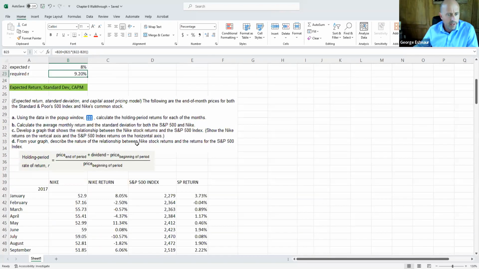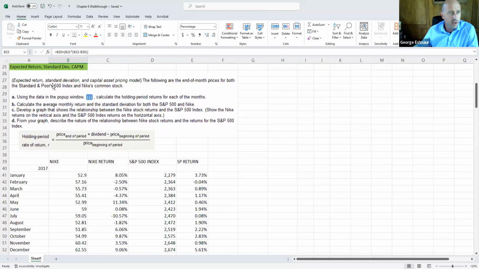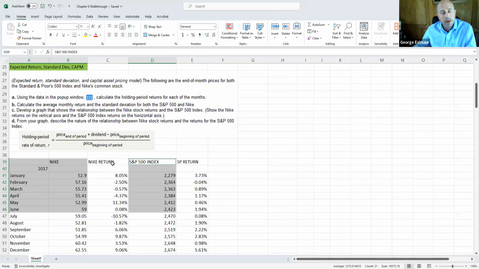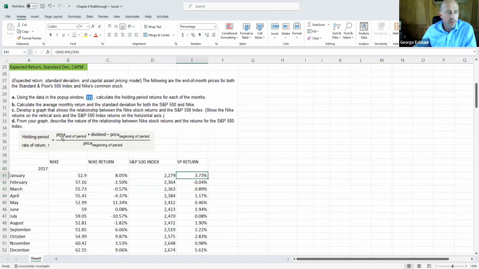Now, in terms of this one here, we're looking at expected return and standard deviation and the capital asset pricing model. So in the pop-up window, it provided this information here, all of the Nike and S&P index. I inserted this row to make my life easier with doing the return. So I'll show you what we're doing here. We're looking at the holding period return. So I built this row in and this row in. So the holding period return is the price at the end of the period, plus any dividends, which we don't have, minus the price at the beginning, divided by the price at the beginning.